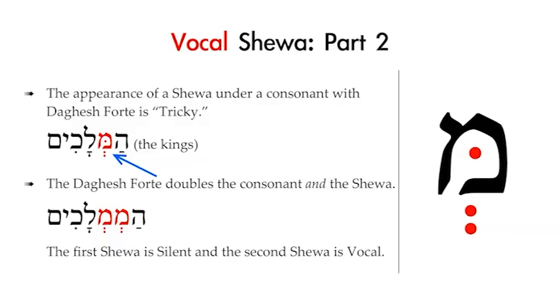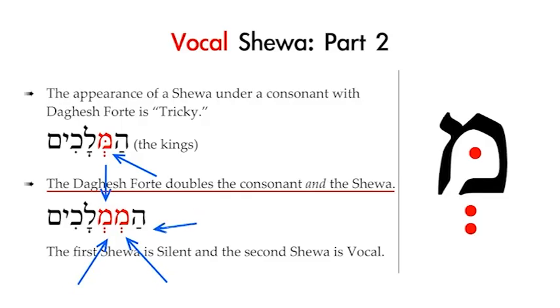Well, that dagesh forte doubles everything, the consonant and the schwa, you could say. The dagesh forte doubles the consonant and the schwa. Therefore, we're going to render this single mem dagesh forte with a schwa as two mems with two schwas below. That means that now we are applying the rule: you have two schwas within a word. The first one will then be silent, and the second one will be vocal. And that's true because it follows the pathach, so it's immediately preceded by a short vowel, so it follows the rules.